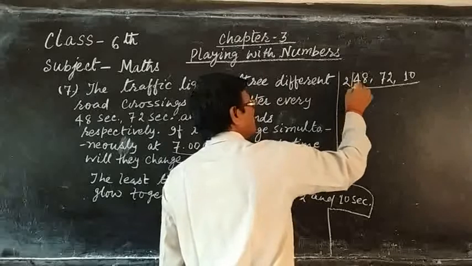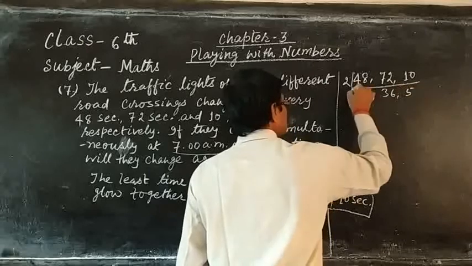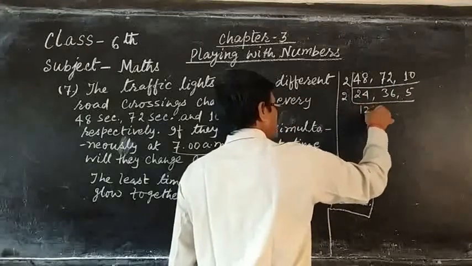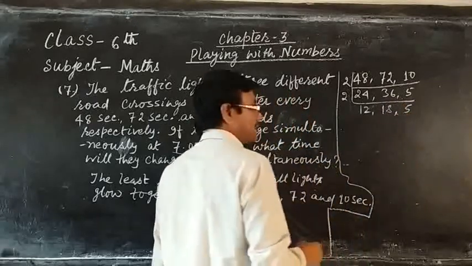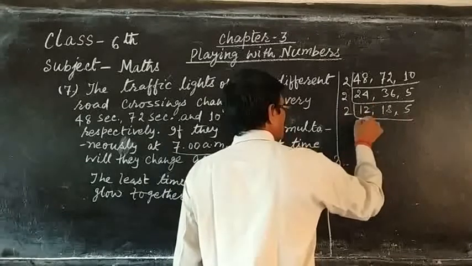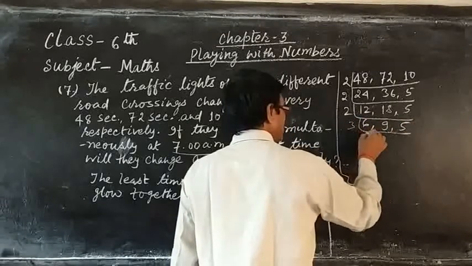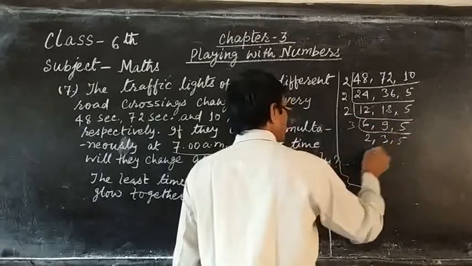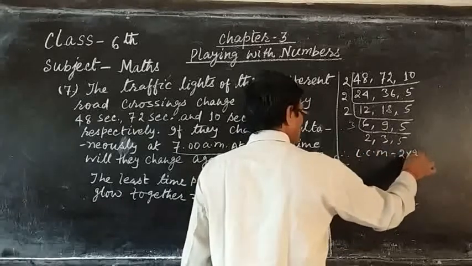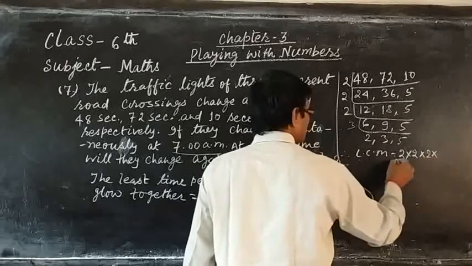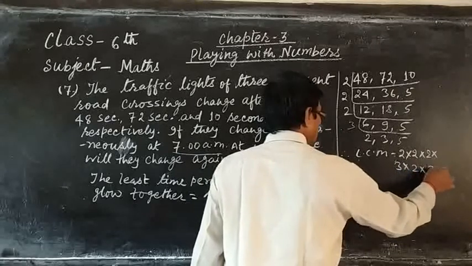We divide by 2. In 24 times, in 36 times, in 54 times. Again by 2, in 12 times 24 goes, in 18 times 36 goes, 27 will be written as it is. Again by 2, 6 twos are 12, 9 twos are 18, and 27 remains as it is. By 3, 3 twos are 6, and 3 threes are 9 and 9. Therefore LCM is equal to 2 into 2 into 2 into 3 into 2 into 3 into 3.